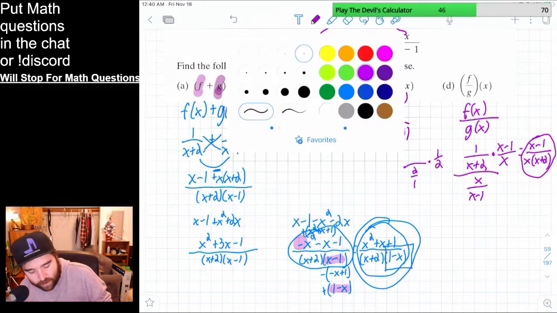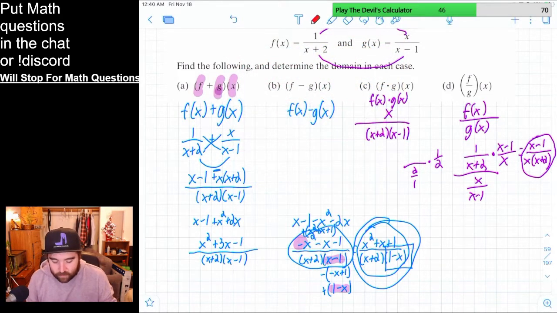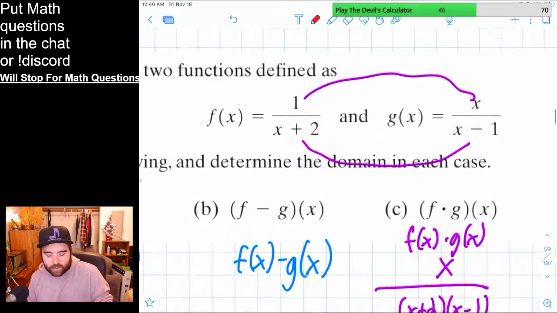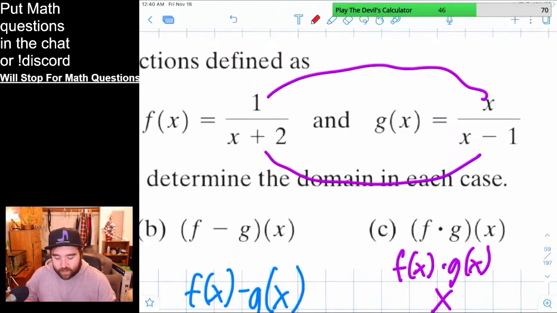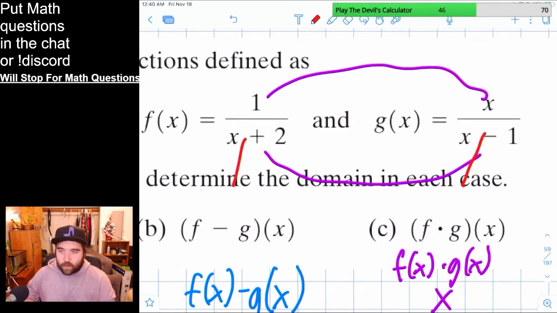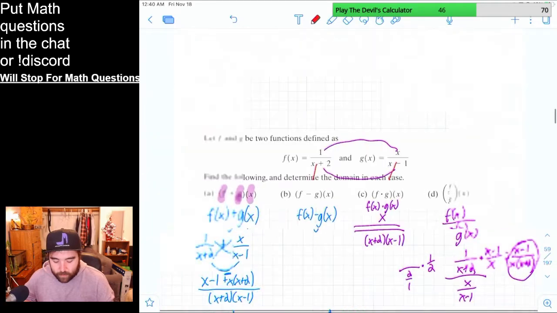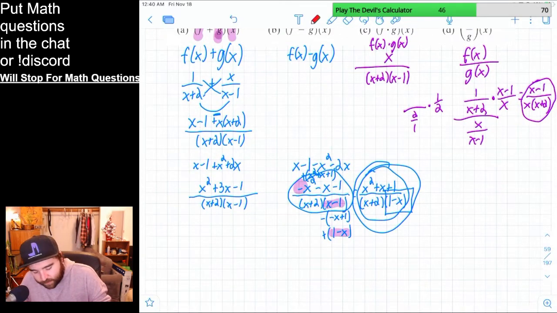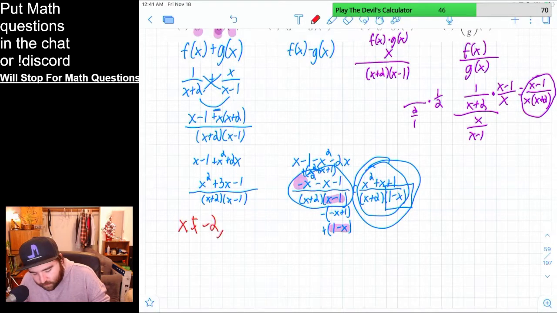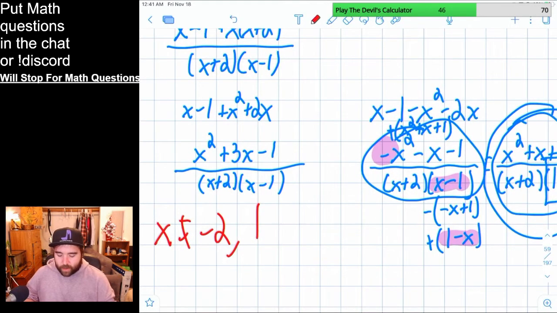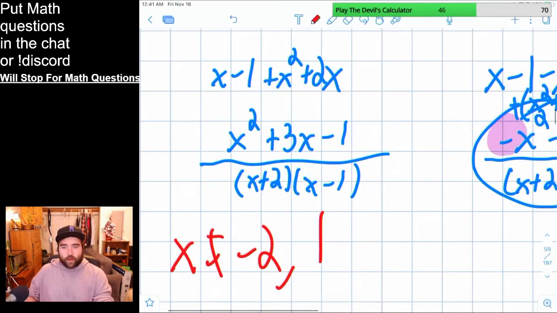So lastly, we found all the functions, but we need to find the domains of these functions. One thing we should say is that since f of x and g of x are like this, and we're using the f and the g function, one thing that has to be true for every one of these functions is that x cannot be negative 2 and x cannot be 1, because that'll get us a 0 in the denominator. So that's one thing that's going to apply for all of these. X is not negative 2 and x is not 1. And you see here, we get that from the final answer too.